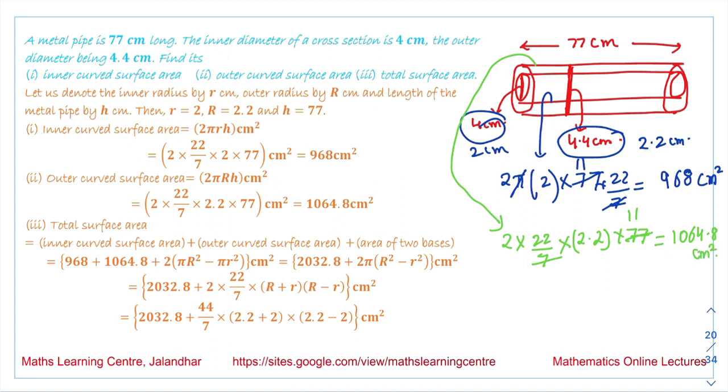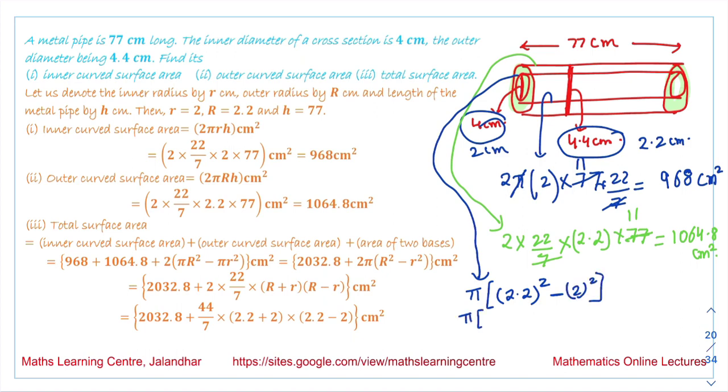Now the third thing we have to calculate is the curved surface area. For curved surface area, we have two rings over here. One is this ring and one is this ring. If we calculate the area of one ring, it is pi into the outer radius 2.2, so pi r square, minus the internal radius, 2 square.